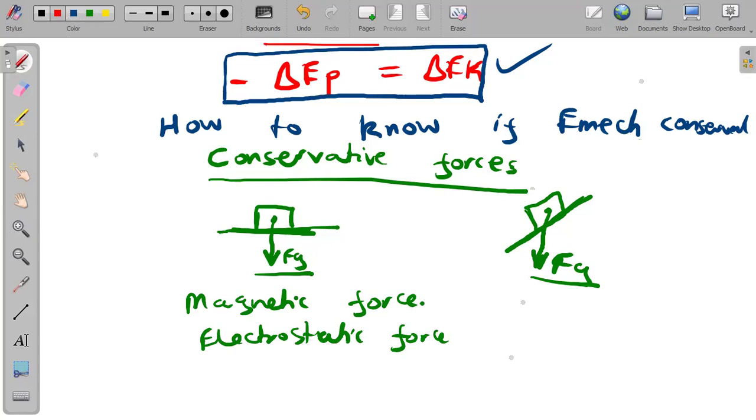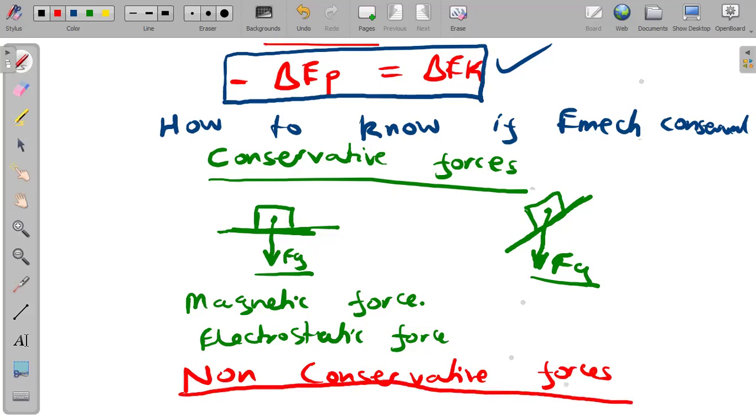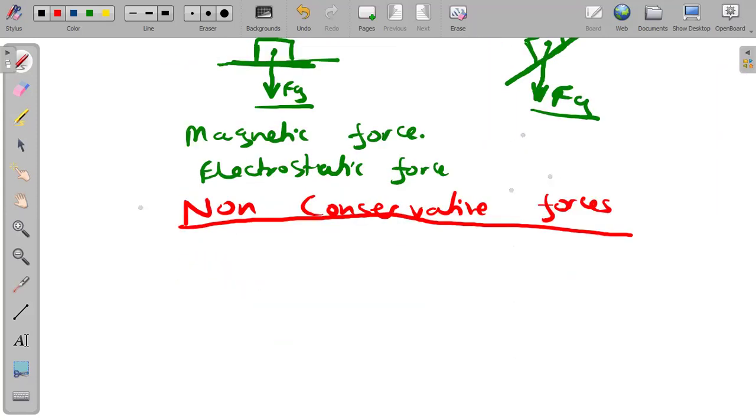Then we have non-conservative forces. Which ones are these? By definition, what is a non-conservative force? It's a question that can often be asked by examiners: define a non-conservative force. It's very important to take note of that. A non-conservative force is a force which, when it does work, the work is dependent on the path taken by the object. So the work done by the force is path dependent.